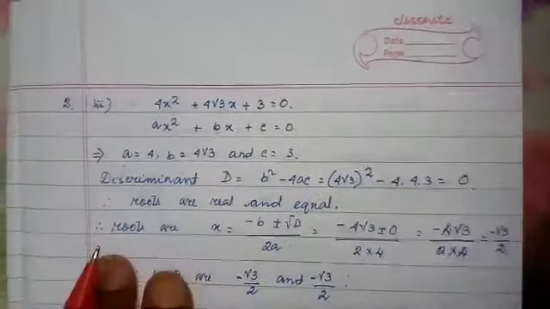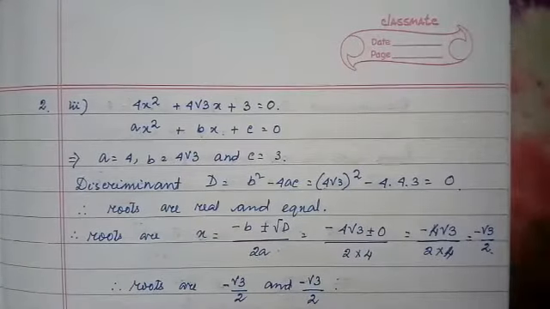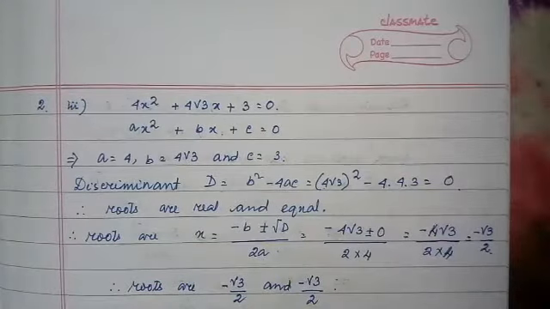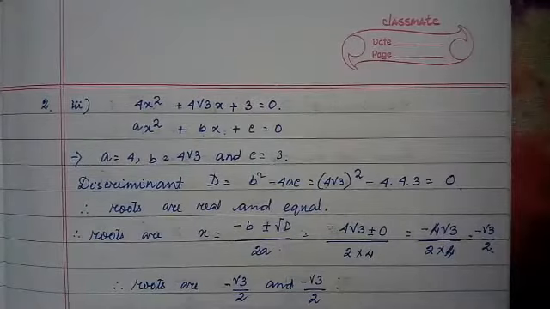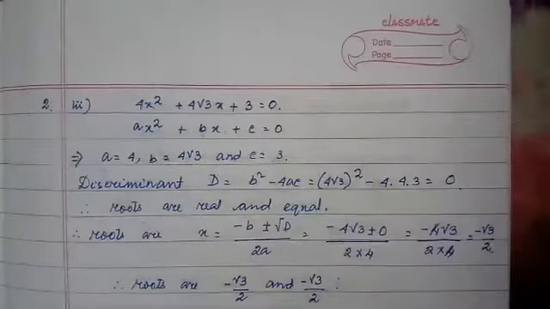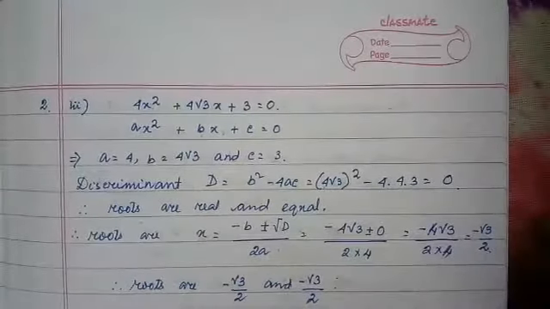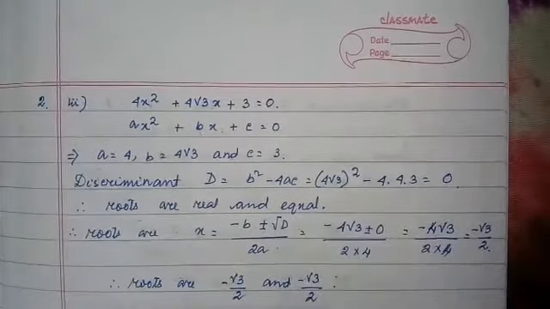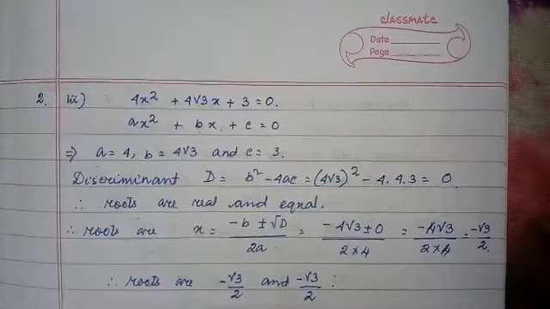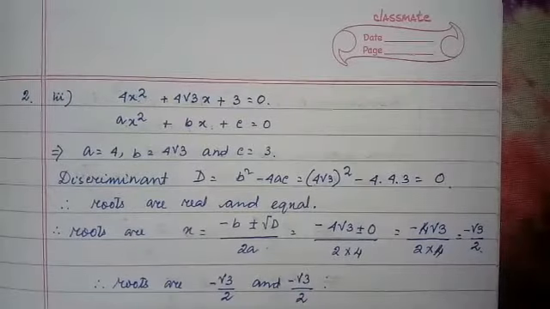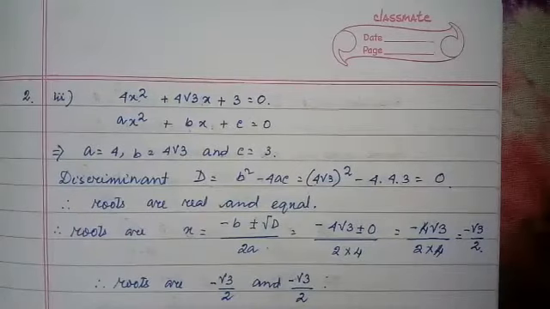Okay, now let us come to the question 2. What is the question? Let us read the question. Find the roots of the following quadratic equations by applying the quadratic formula. Now first let us recall what is the quadratic formula. Quadratic formula is x is equal to minus b plus minus root d by 2a. But before that, we need to test. We have to check whether real roots exist or not.